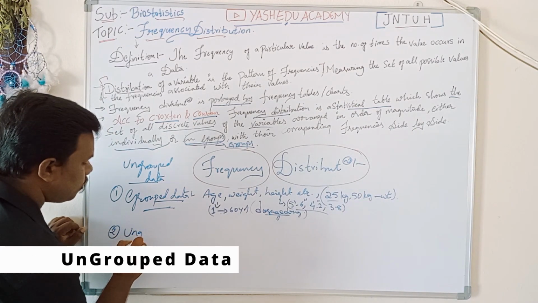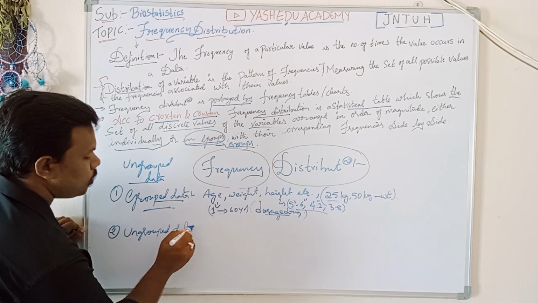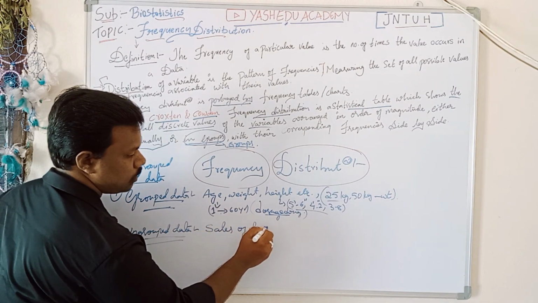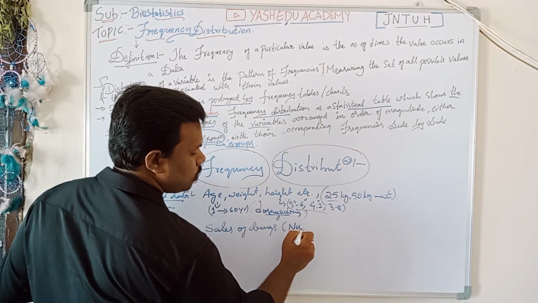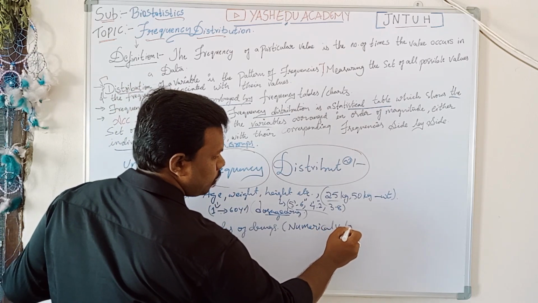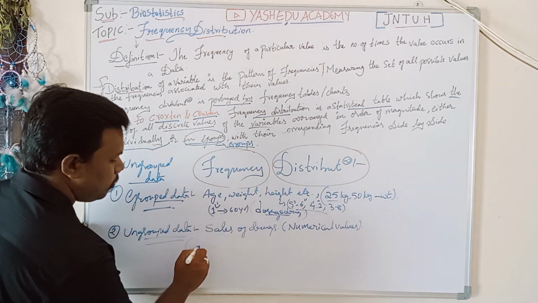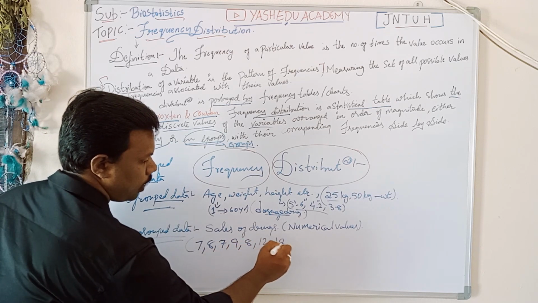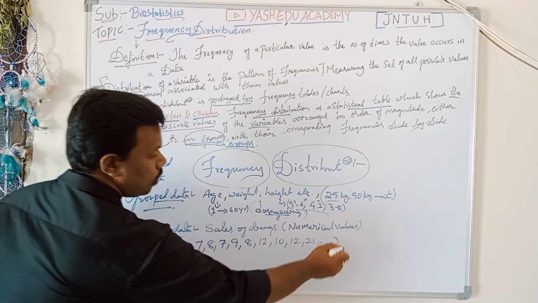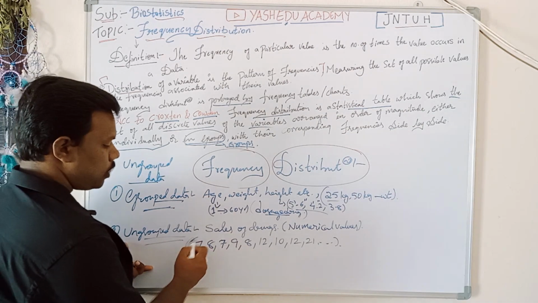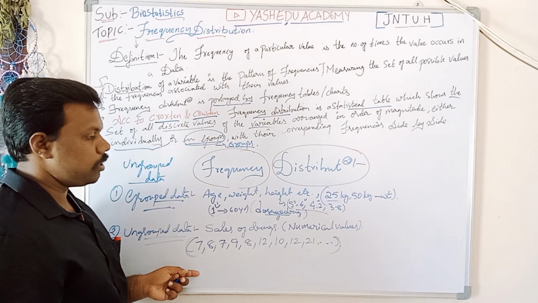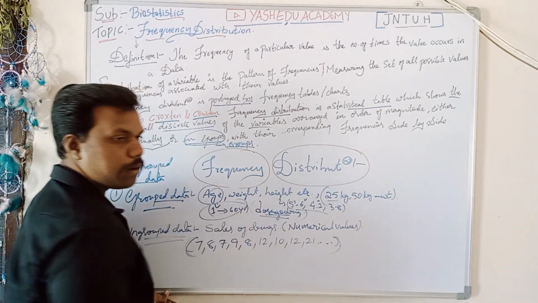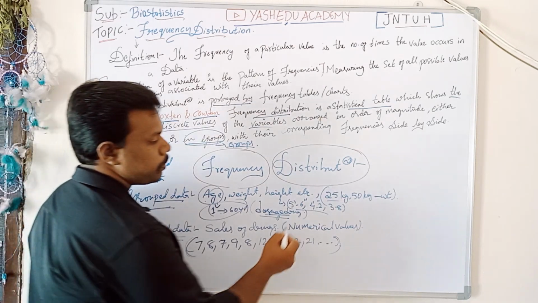And ungrouped data. In ungrouped data, it comes under the sales, the number of sales of drugs. Sales of drugs are numerical values which are individual. For example, it may be 7, 8, 7, 9, 8, 12, 10, 12, 21 and so on. So ungrouped data is always present like this, in individual numerical values. Age can be written in numerical values, and dosage forms can be written in decimal values of numericals here also.